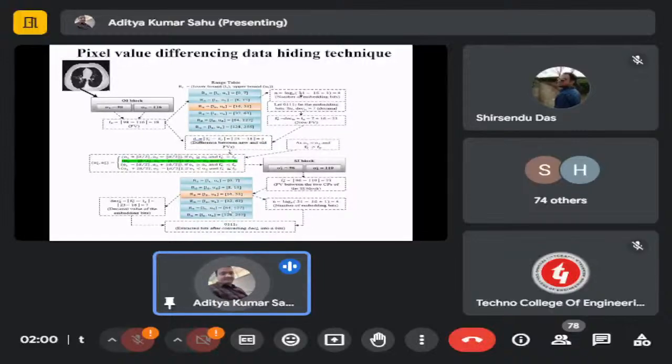Then we will find the difference value between these two pixels. It is 98 minus 116, so we take the mode value. This is 18, minus 18, but it will be converted to plus. The mode value is taken, so the magnitude is 18. This is the difference value.